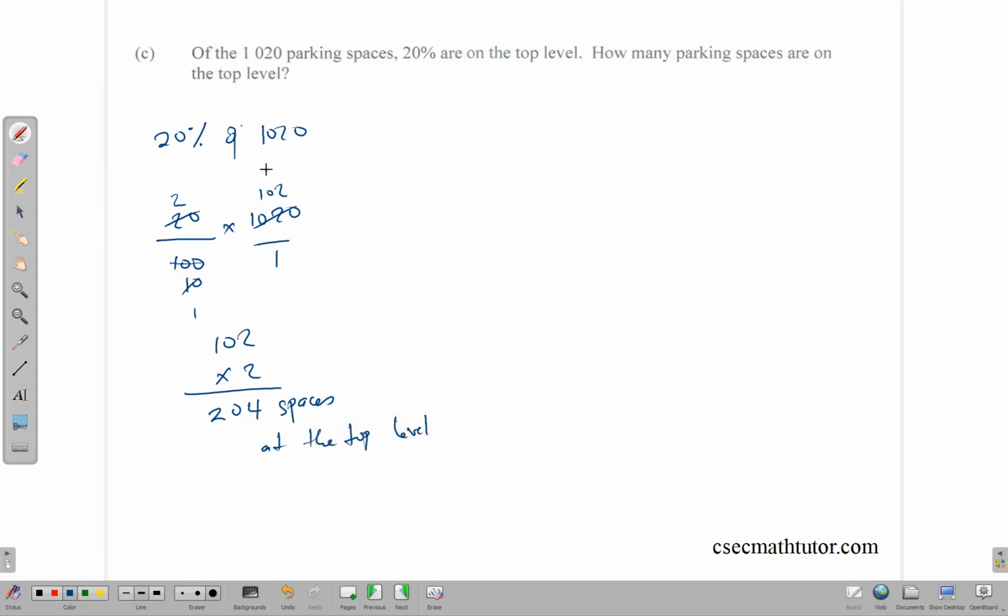Of course, when you're doing percentages, sometimes you can simply change your percent to a decimal, and 20% is the same thing as 0.2. So we can just say 1020 times 0.2. That's another way you could work it out, and this is a nice way to do them, especially for multiple choice papers here, where the number doesn't divide out easily.